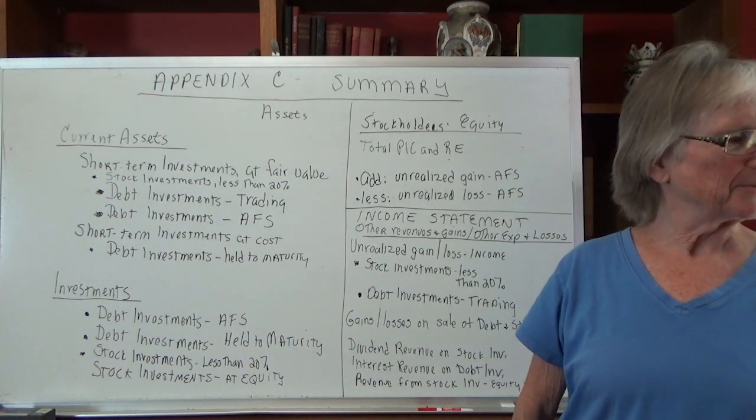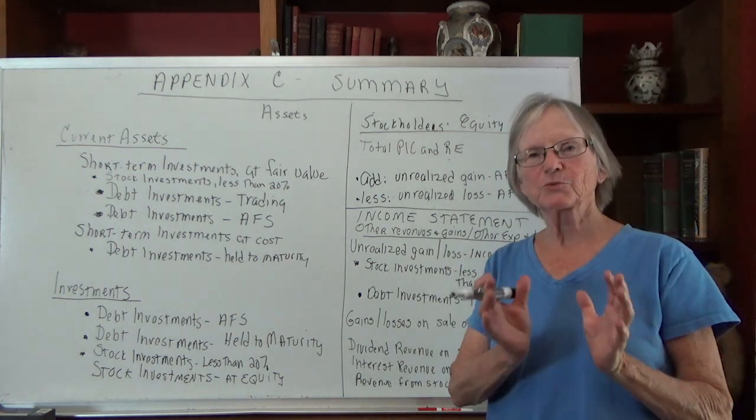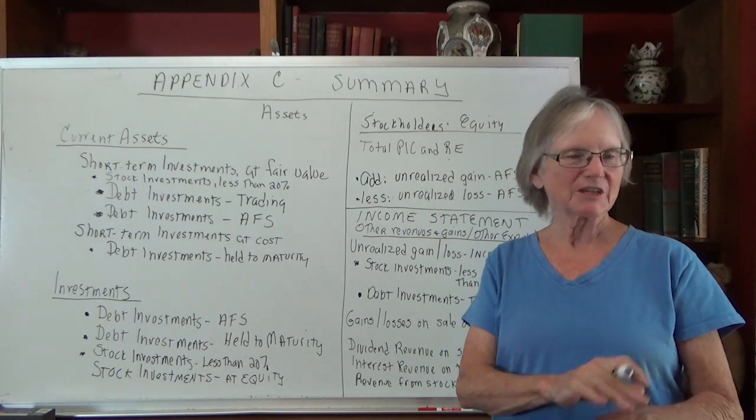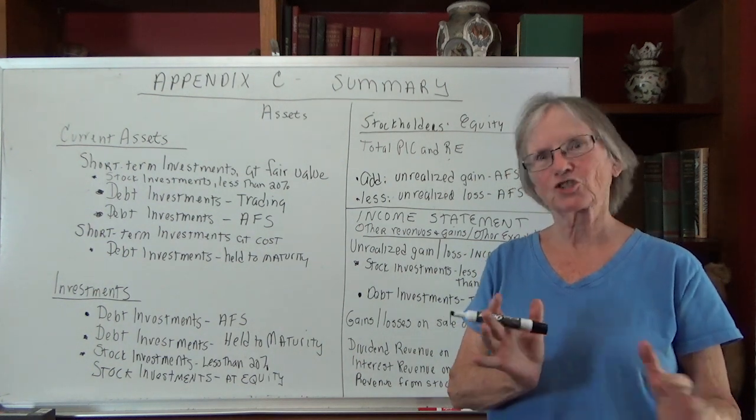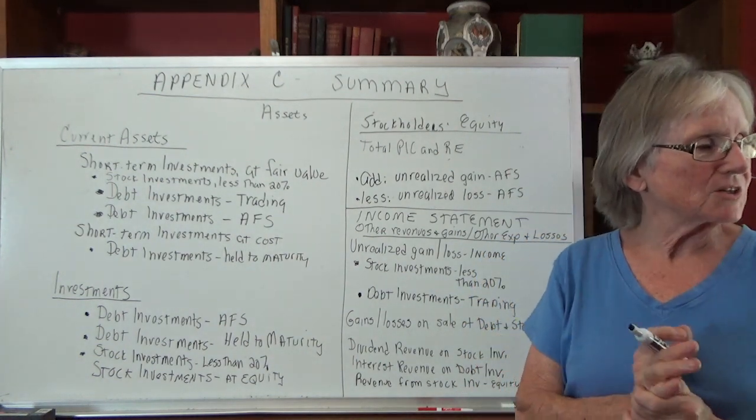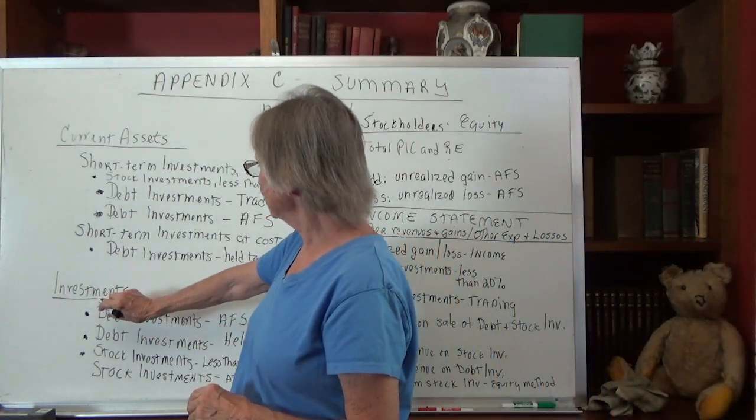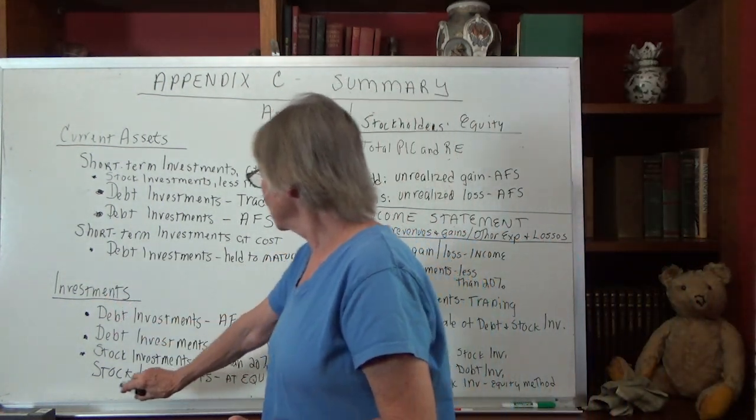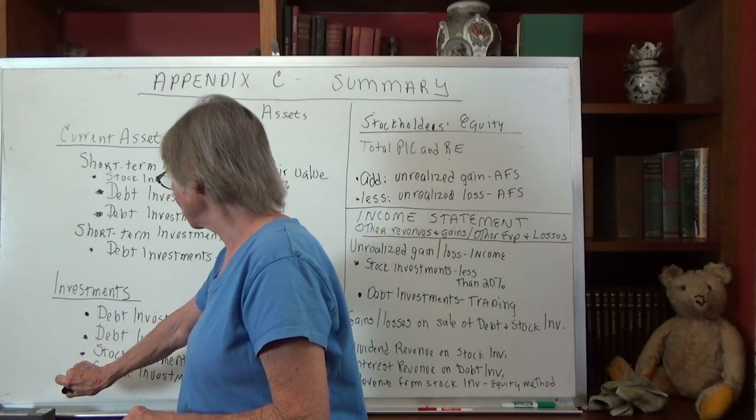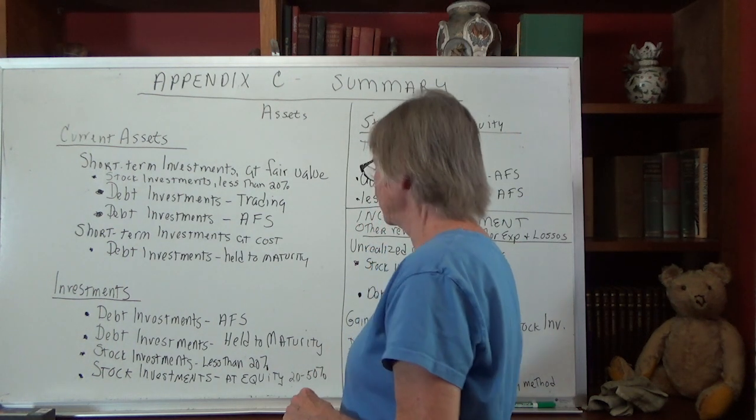Okay, now the equity method investments, these are ones where we have significant influence. We own 20 to 50% of the stock. We can't tell them what to do, but we can suggest things, and they might want to listen. So these are going to be reported at equity. By definition, they're in the investment section, stock investments at equity. So these are our equity investment ones, where we own like 20 to 50% ownership.